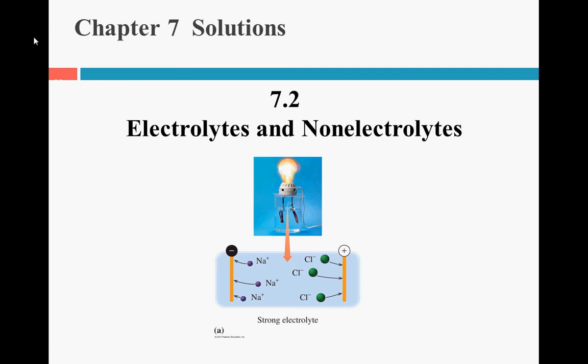Section 7.2 refers to electrolytes and non-electrolytes. Actually, the most important part of this section is at the very end when we start talking about the number of ions in a solution, because that actually has a lot of biological ramifications. But we're going to talk about what they are to begin with.